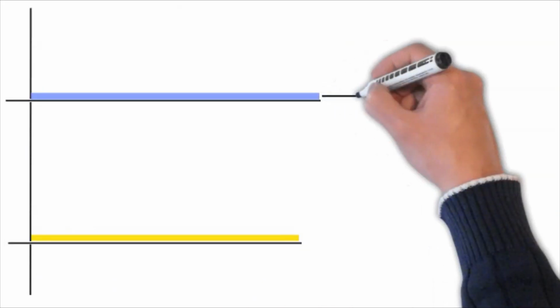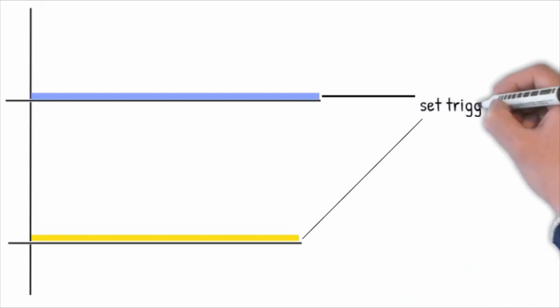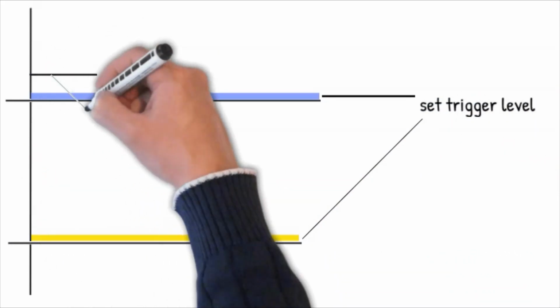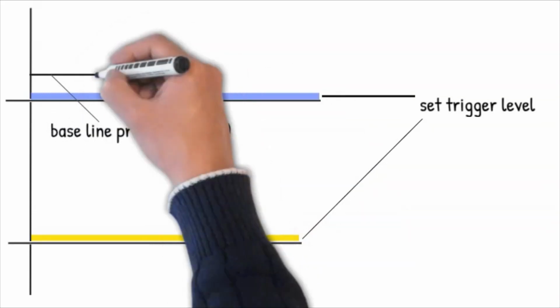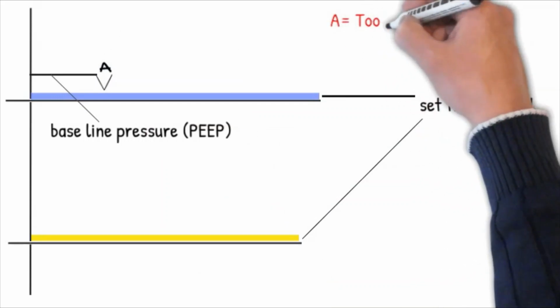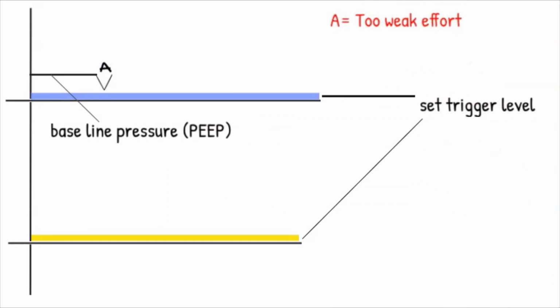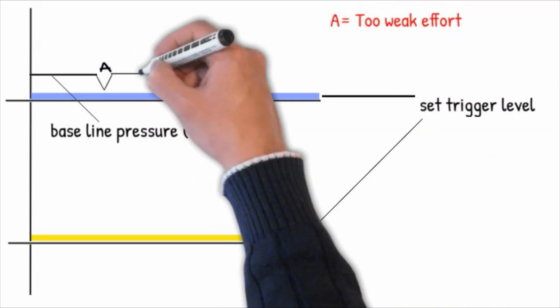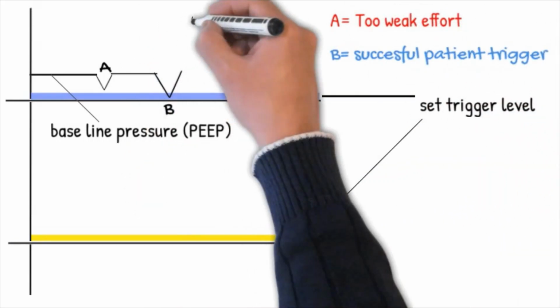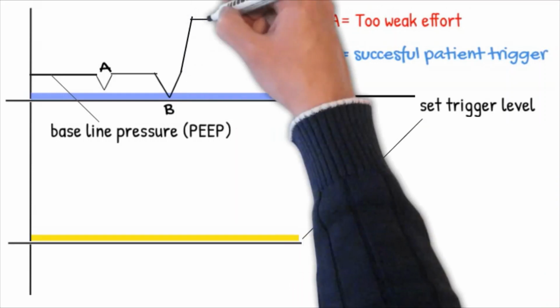These are the two different levels of the set trigger level, and this pressure is nothing but a baseline pressure when the patient is not breathing, so we can call it a PEEP. In case A, the patient has made an effort, but this effort is too weak to reach the set trigger level, and the ventilator will not recognize it and will not deliver a breath. In case B, the patient has made an effort which reaches the set trigger level and the machine delivers a breath after recognizing it.